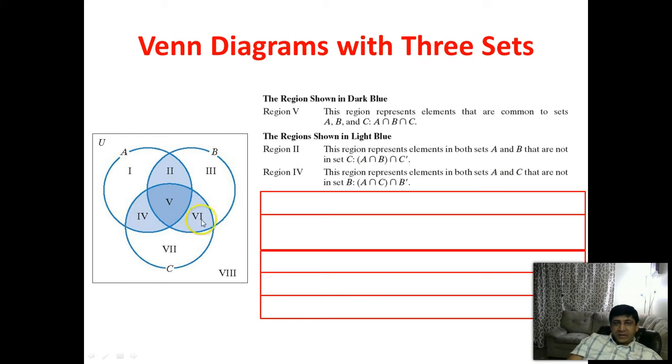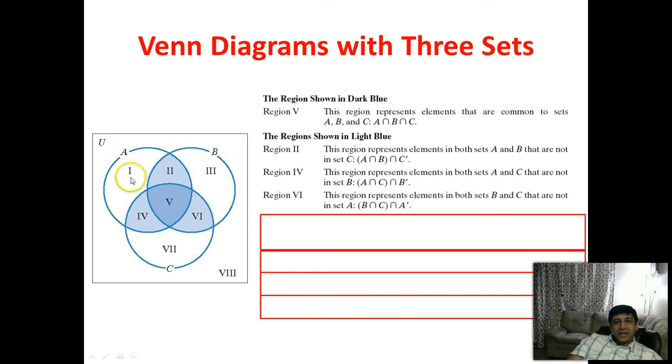Similarly, region 6 here means we have to exclude the elements in A. We will take the elements common to B and C but exclude the elements of A, so region 5 we have to exclude. This region represents elements in both B and C that are not in set A.